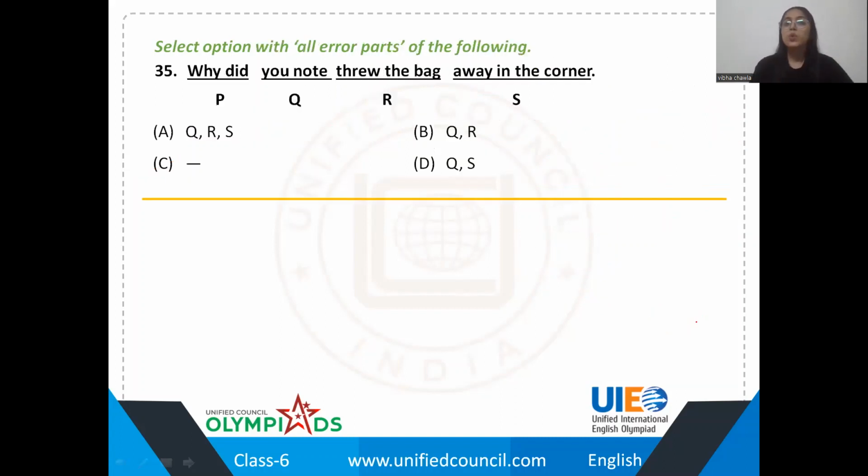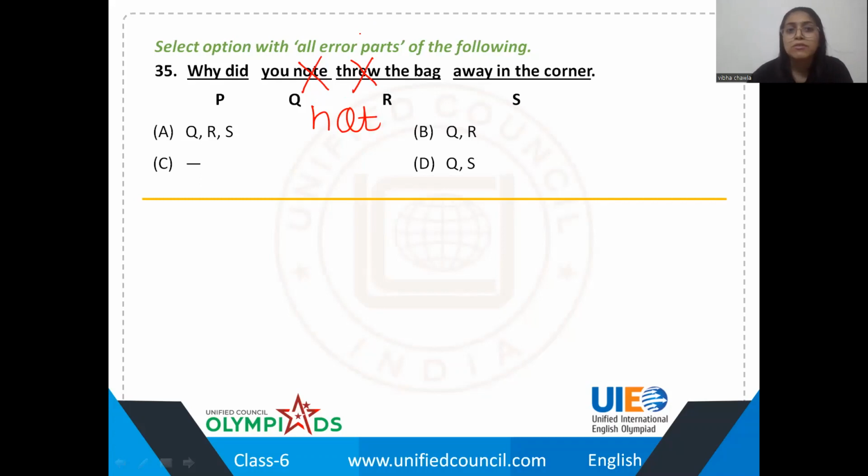Okay, in the next question, you have to pick such an option in which all those parts are given which have error in them. Why did you not throw the bag away in the corner? And full stop. So let's see. QRS, QR, only Q and S, or none, like all the options are correct. So see, why did? No error in this. You note, like here is an error. NOT should be replaced with NOT. Okay, did not. Why did you not?